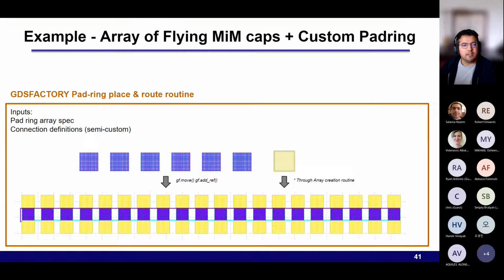Once the core of the design is ready, we call upon another routine called the pad ring and place and route routine, which takes in the paths and the design and performs semi-custom connections between the paths and the design.